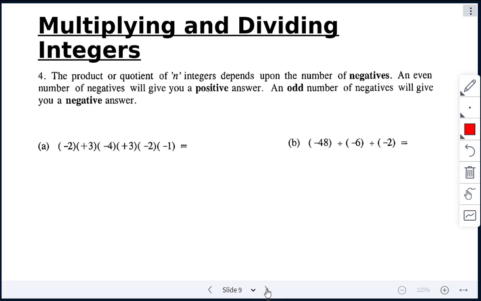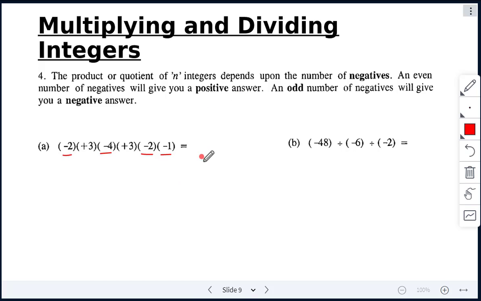And the last rule is if you have a lot of integers like this, the product or quotient of n, which is a number of integers, depends on the number of negatives. If you have an even number of negatives, you'll get a positive answer. If you have an odd number of negatives, it'll give you a negative answer. So let's count how many negatives we have in our first example. This one is negative, negative, negative, and negative. So there's 4 negatives. 1, 2, 3, 4. Because there's 4 negatives, our answer is going to be a positive answer.